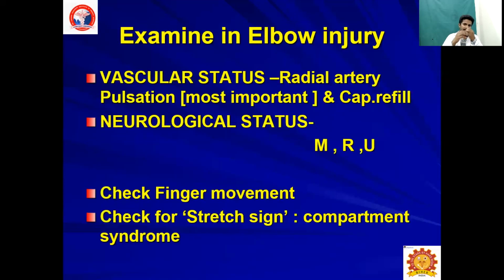Okay, the examination of the elbow injury. Vascular status, as we all know: in any fracture you must always go for a vascular examination, that is, artery and vein should be examined. Radial artery pulsation is most important, along with capillary refilling of the affected part distal to the fracture site. You must look for the pulse and for capillary refilling. Neurological status, that is median, radial and ulnar, you must always check.